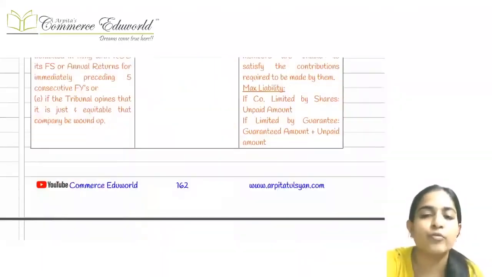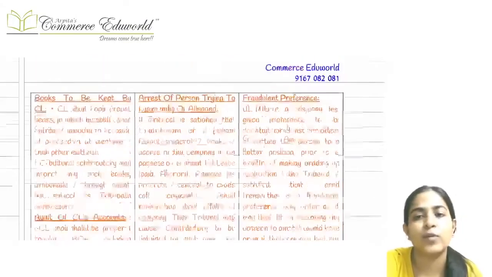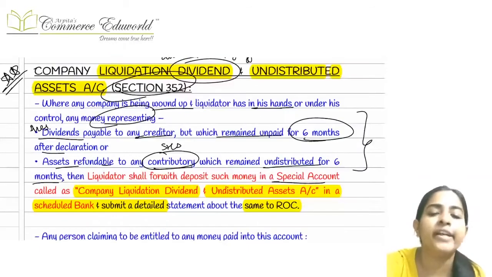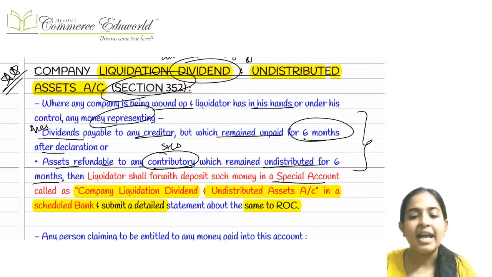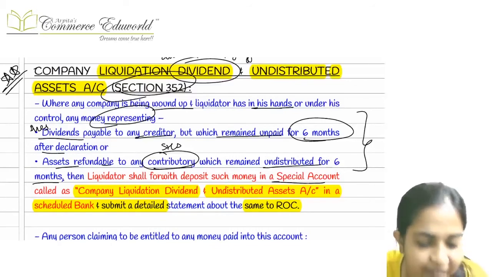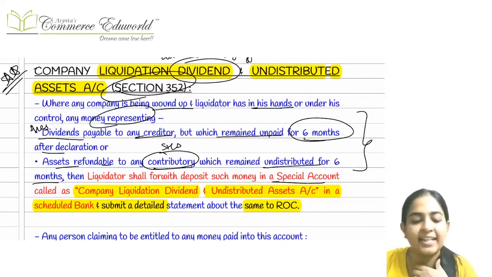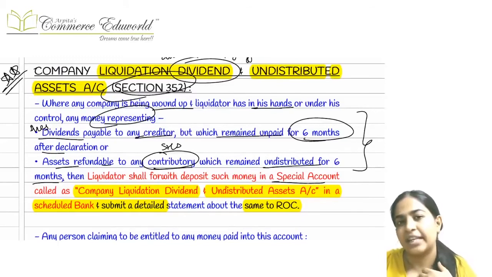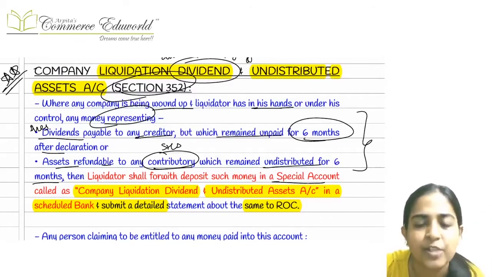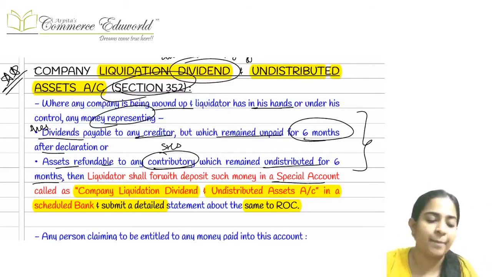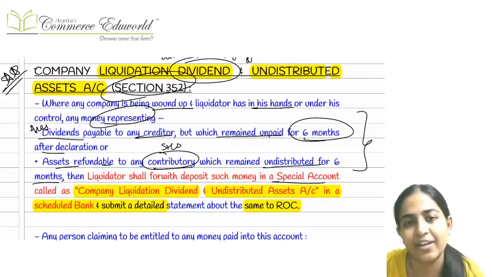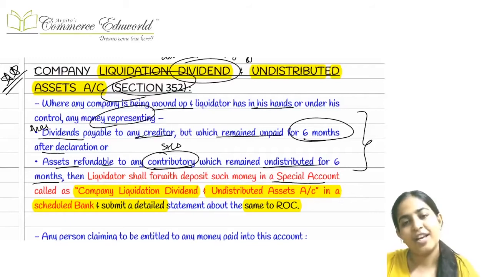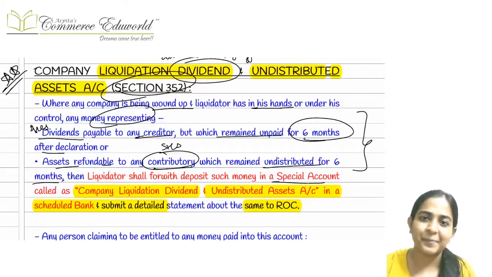Okay, so this was an overview of all the important sections of this particular chapter. Even if you do this much, and plus if you practice the back questions, at least the subjective ones, from the chapter, it would be sufficient. It would be more than enough. So with this, we are done with the revision of the winding up chapter.